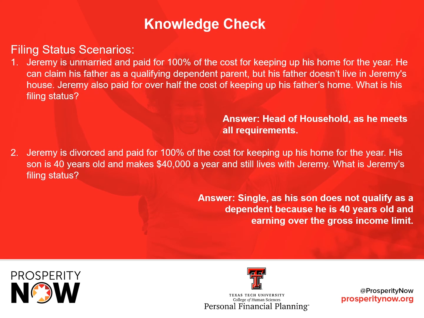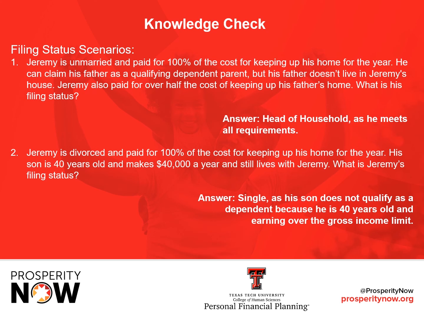So, time for some scenarios. Number 1: Jeremy is unmarried and paid 100% of the cost for keeping up his home for the year. He can claim his father as a qualifying dependent parent, but his father doesn't live in Jeremy's house. Jeremy also paid for over half the cost of keeping up his father's home. What is his filing status? The answer is head of household, as he meets all of the requirements.